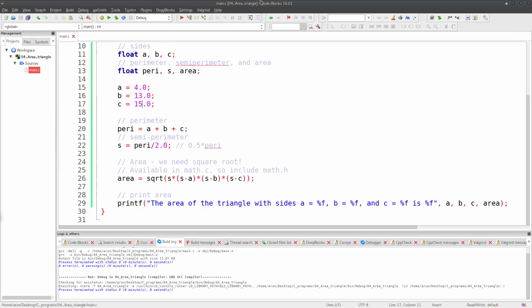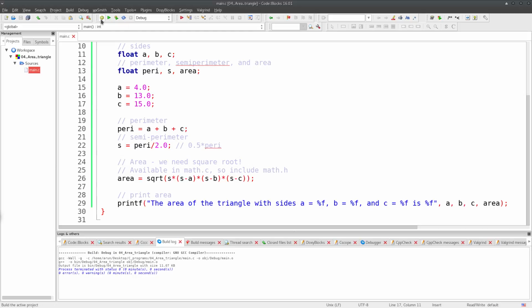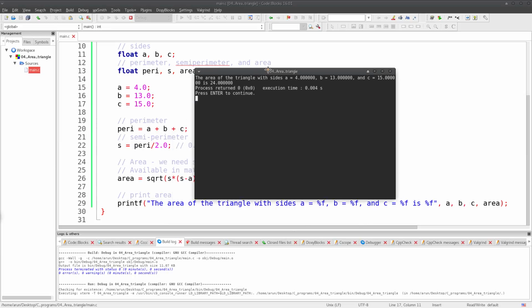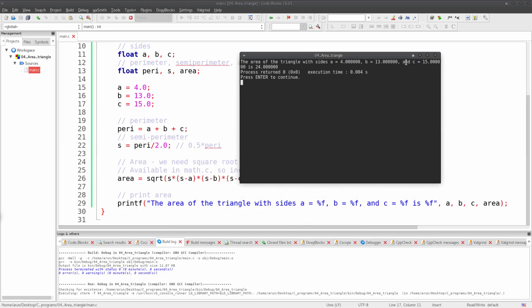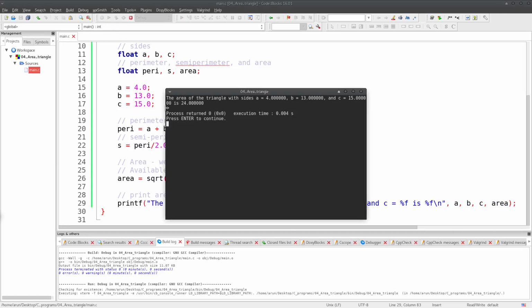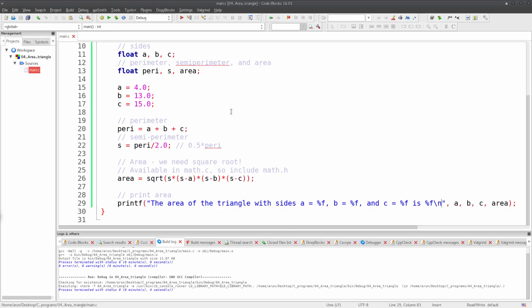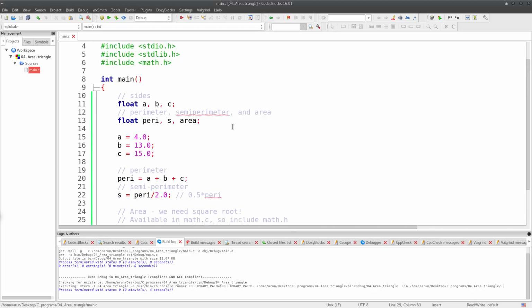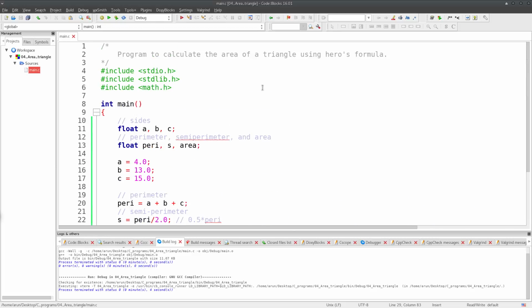Yep. Now since I modified the program, I have to compile this again and run it. It says the area of the triangle with sides a equals 4, b equals 13, c equals 15 is 24. Perfect. This means we have done the program correctly. I can put this \n so that there will be a line at the bottom. There we go. This blank line is fine. That will do. Now we have successfully completed this program to find the area of a triangle.